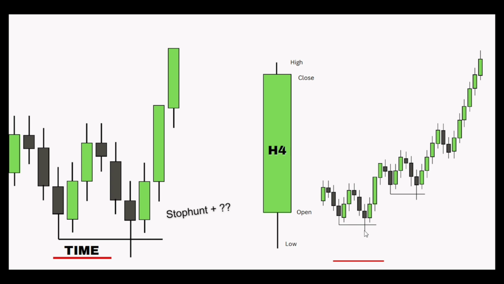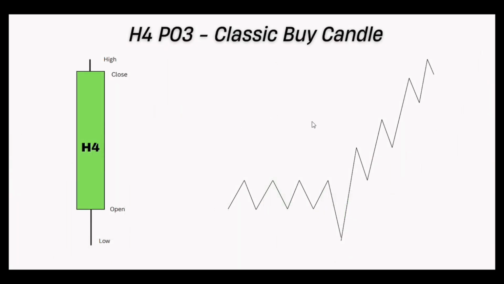You can see that this is in some kind of structure here, maybe 5 minute or whatever. It's just a simple example. You can see that that is the time and this is the stop point. What you need is this one H4 power of 3 classic buy candle. You just need to anticipate this classic buy candle: open, low, high, and then close.